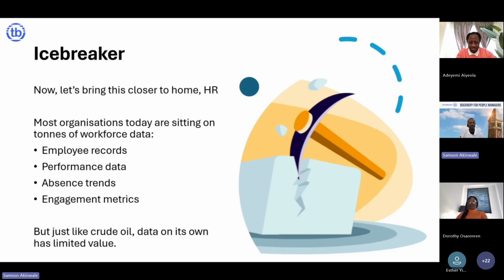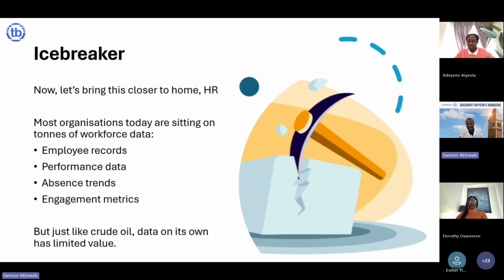Examples of this data could be performance data, absence or sickness absence records, or engagement metrics. It could be benefit and compensation data, just to know whether we are at the threshold of reviewing the compensation package of our people. What do we look into? How do we do this?